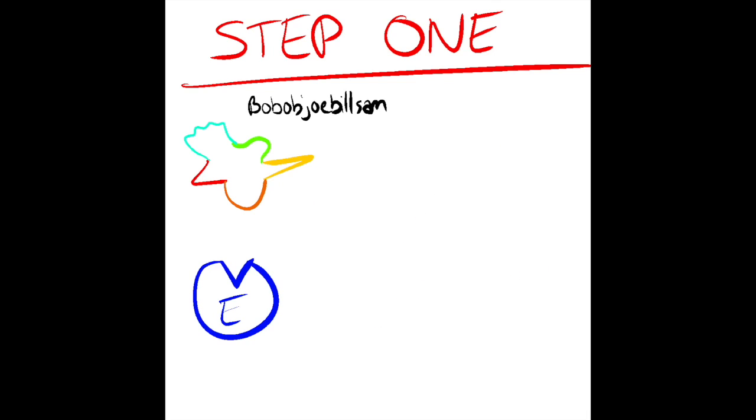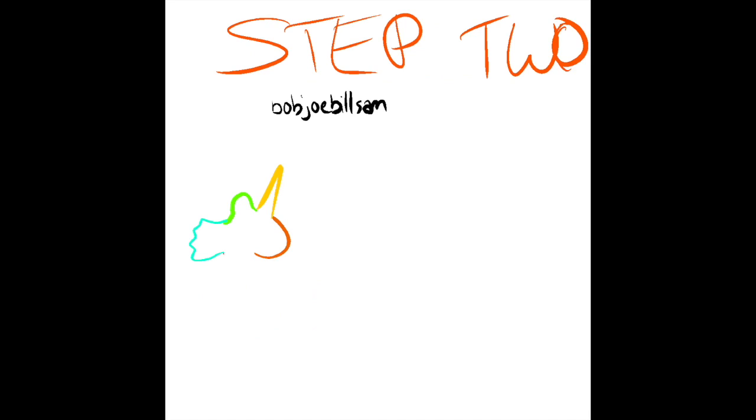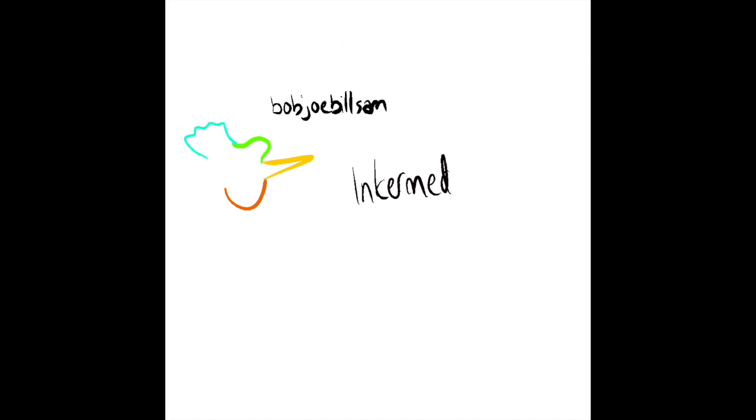Here we can see Bo, Bob, Joe, Bill, Sam connect to the enzyme. Here, Bo is split off from the rest of the substrate. Now we enter step 2, and we still have Bob, Joe, Bill, Sam. Bob, Joe, Bill, Sam is an intermediate.